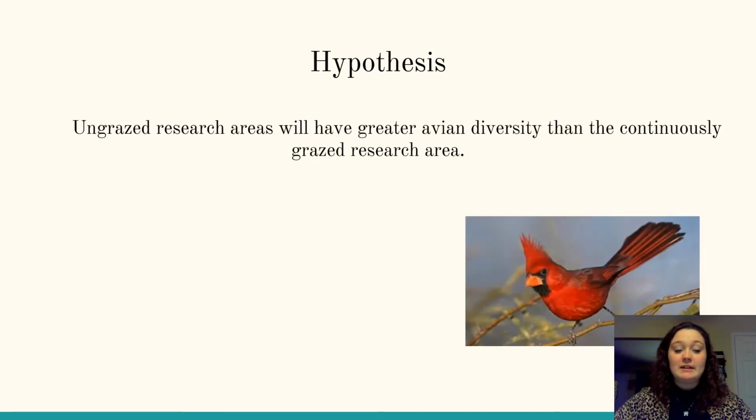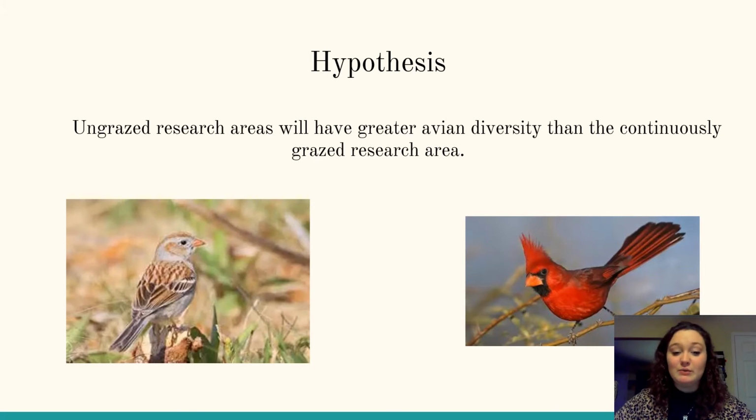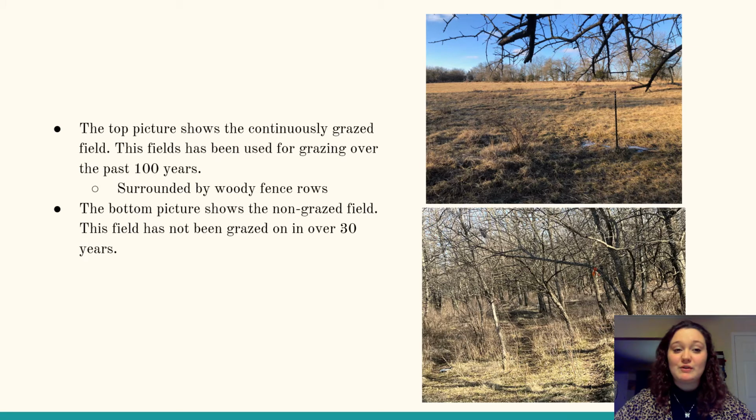Our hypothesis is that ungrazed research areas will have a greater avian diversity than continuously grazed research areas. The top picture shows the continuously grazed field. This field has been used for grazing for the past 100 years and is surrounded by woody fence rows. The bottom picture shows the non-grazed field. This field has not been grazed in over 30 years. The trees are 15 to 30 years old and filled with shrubbery and thorn bushes as well.